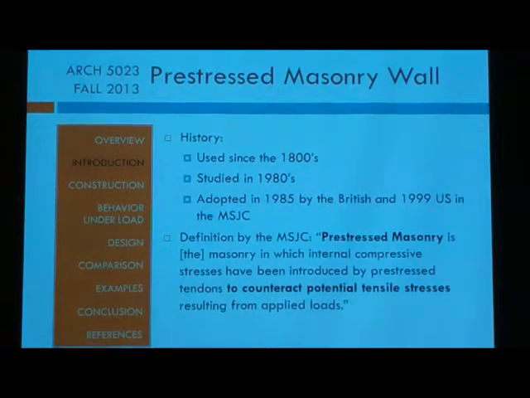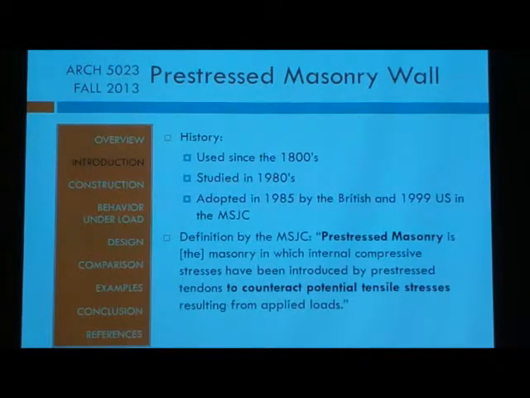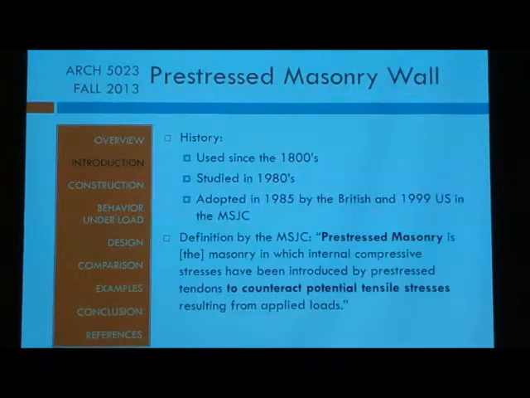First, a little bit of the background. Prestress masonry was studied in the 1980s, and it was finally adopted by the British in 1985 and by the US in 1999.